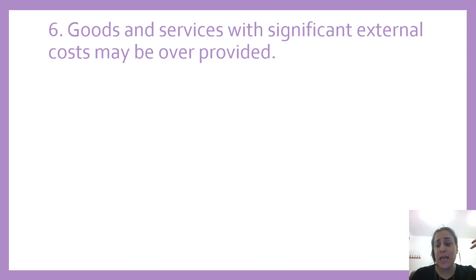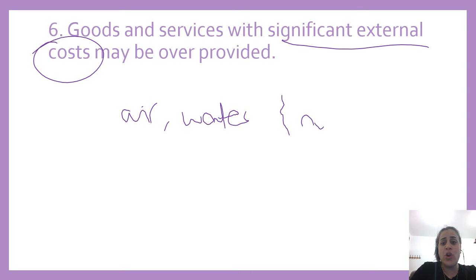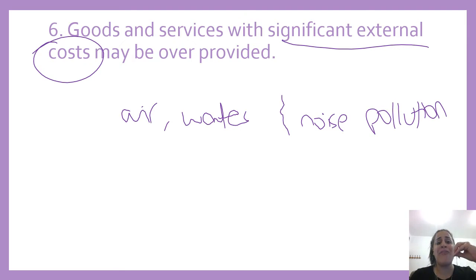Now, number 6 is goods and services with significant external costs may be overprovided. So the production of some goods and services might cause, for example, air, water, and even noise pollution that can badly affect other firms and consumers. When this is happening, it is affecting a third party, right? So this imposes external costs on others, and these others would be considered my third party.